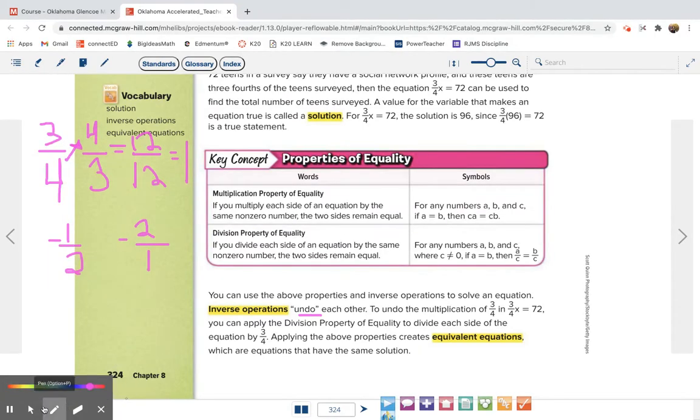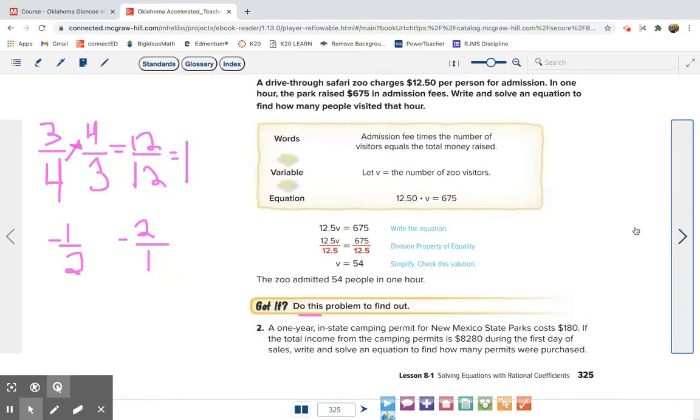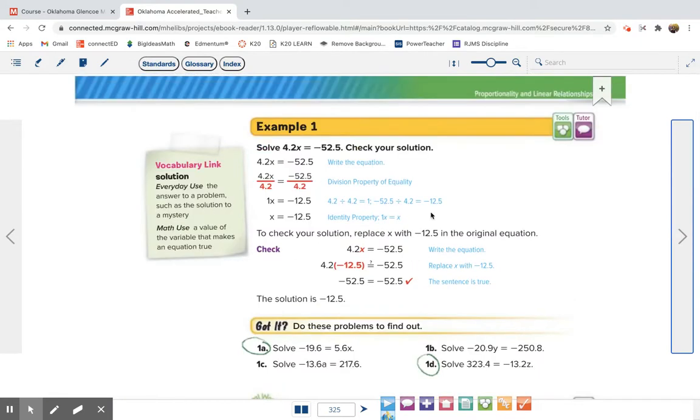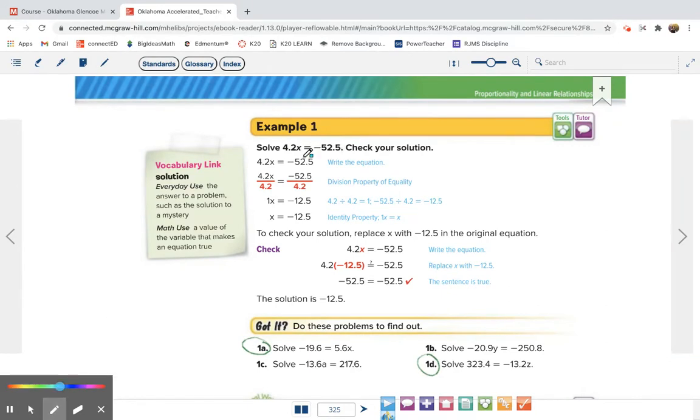Okay, so let's look at example 1. It's on the next page. Example 1. Solve 4.2x equals negative 52.5 and check your solution. So jumping ship, we're not looking at a fraction right now. So we are just solving an equation. We're solving for x. So to get x by itself with the equal sign, we have to get rid of this 4.2. It's being multiplied. So we always do the opposite to undo, and we divide, which is what they've done here.